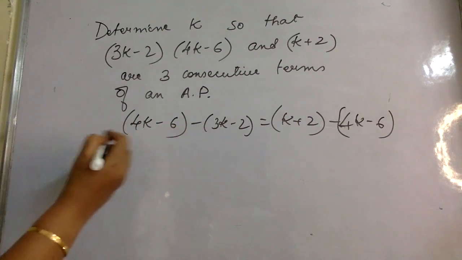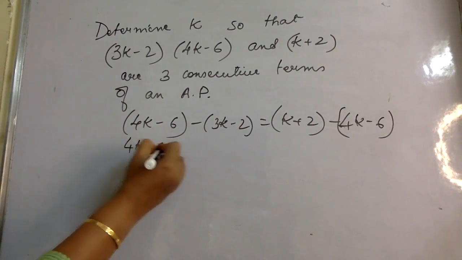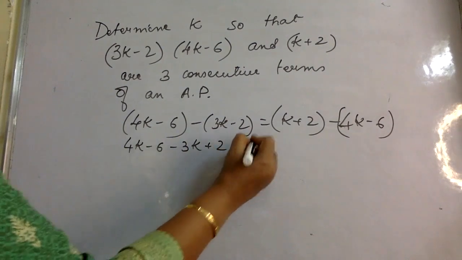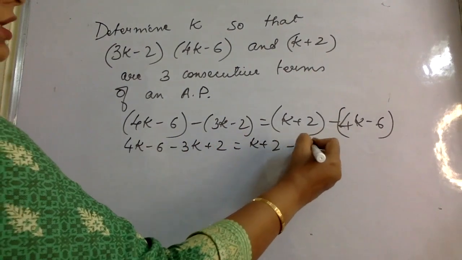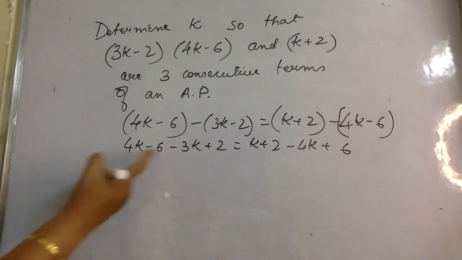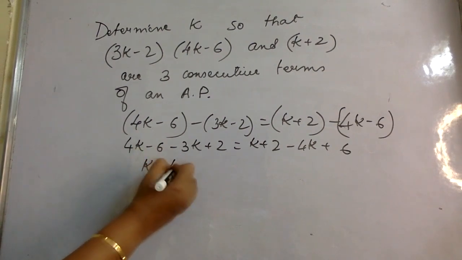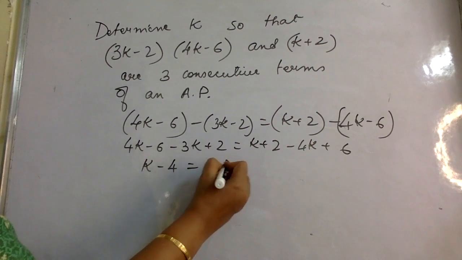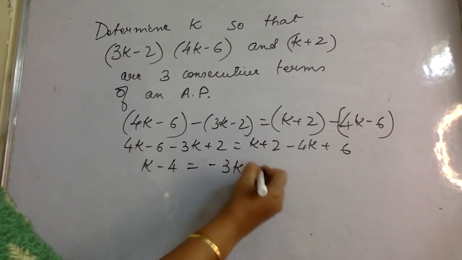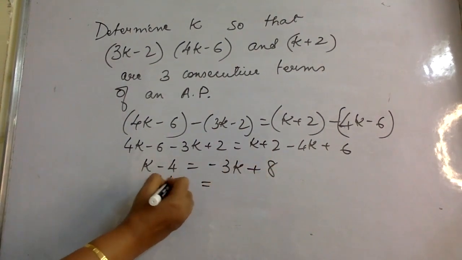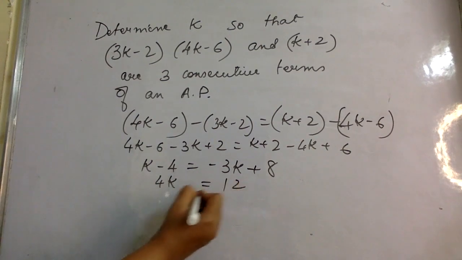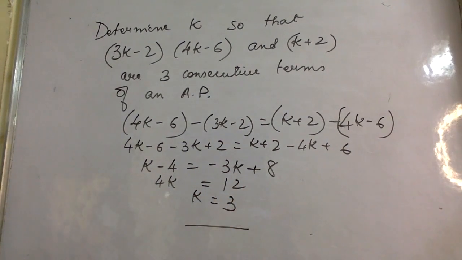So if I open up the brackets, 4k minus 6 minus 3k plus 2 equals k plus 2 minus 4k plus 6. Simple calculation: this side is k minus 4, this side is minus 3k plus 8. That is 4k equals 12, so k is equal to 3. So for the value of k as 3, we get this equation.